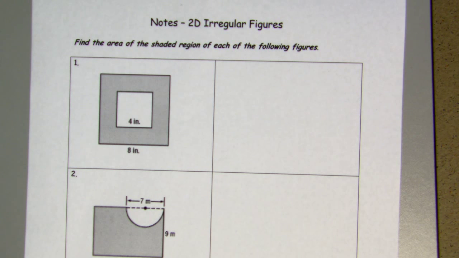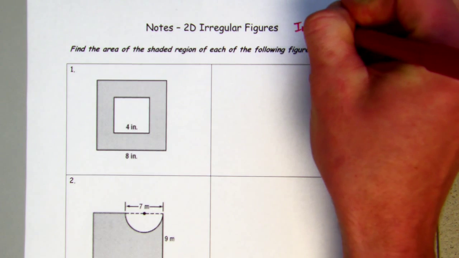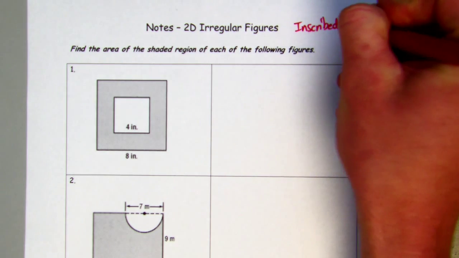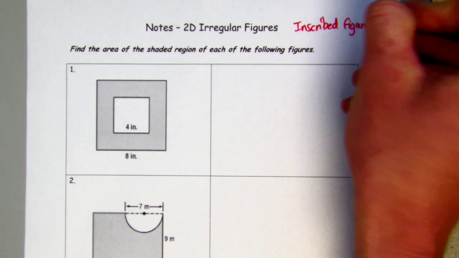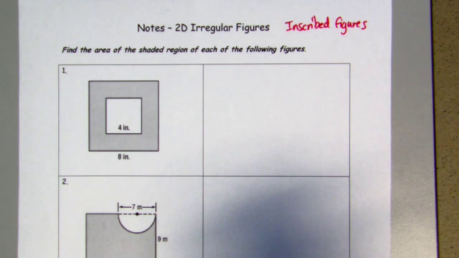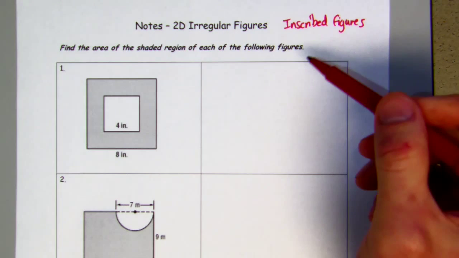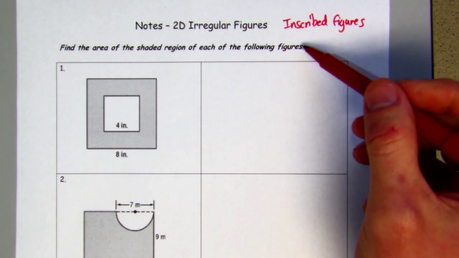Alright, today's notes is on inscribed figures. And these inscribed figures are two-dimensional, but they don't have just nice, easy length times width and whatnot. We have some different dimensions to them, and so we're going to be using some different areas to help us figure them out. Okay. So our directions here have find the area of the shaded region of each of the following figures.